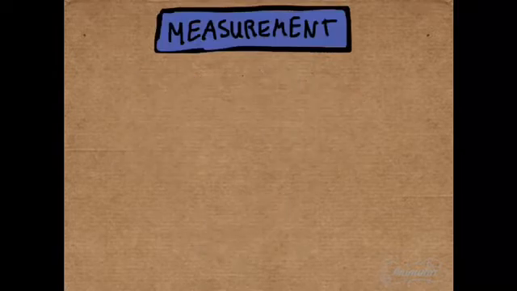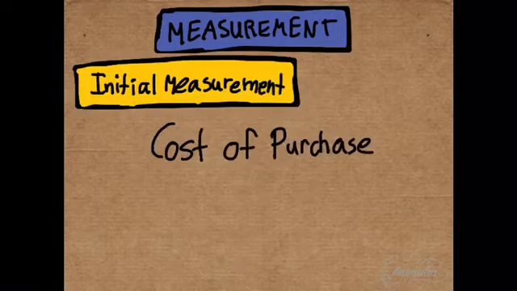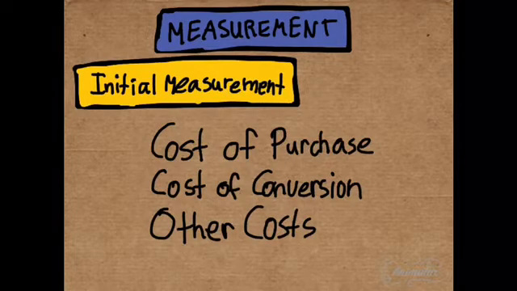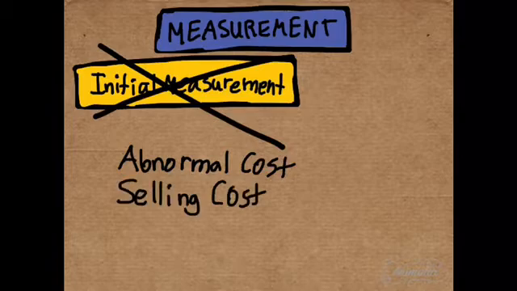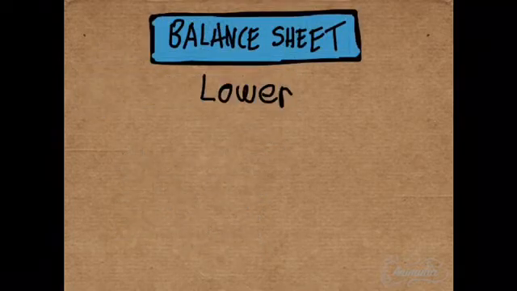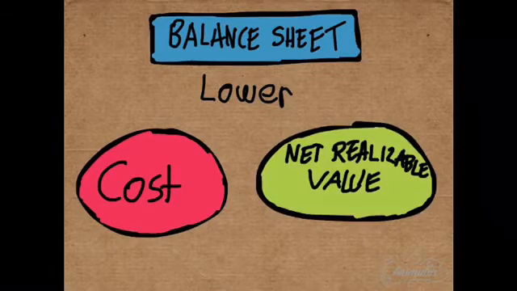So how do we measure an inventory? Well, the first thing that you need to know is the initial measurement, which consists of the cost of purchase, the cost of conversion, and any other cost that is directly related to bringing the inventory to its present condition. Those that are excluded are things like normal cost, selling cost, and any other things that are not directly attributable to your inventory. So for balance sheet purposes, we would measure an inventory at the lower of the cost and the net realizable value. Just so you know, net realizable value is the value to be realized at the end of the life of your inventory.